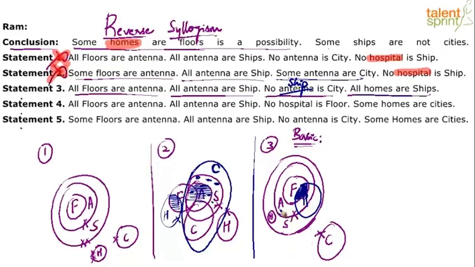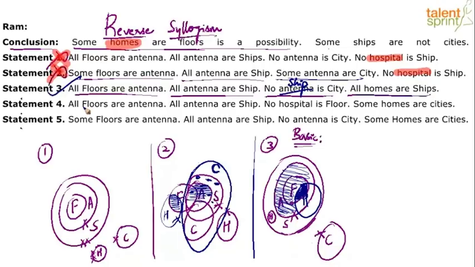We can always prove that these ships are not cities. These ships which are inside antennas are not cities, because antennas and cities cannot overlap. So statement 3 has followed both the given conclusions. So I think statement 3 can be taken as a correct answer.